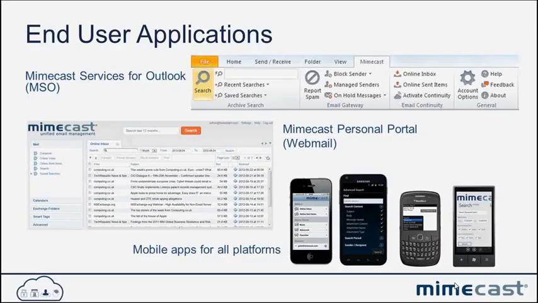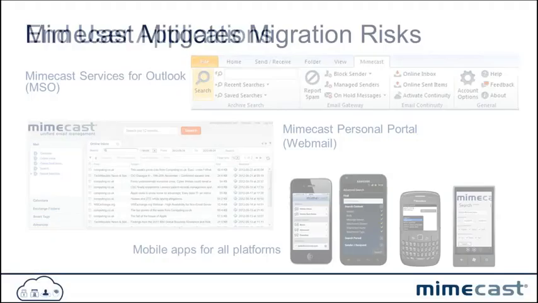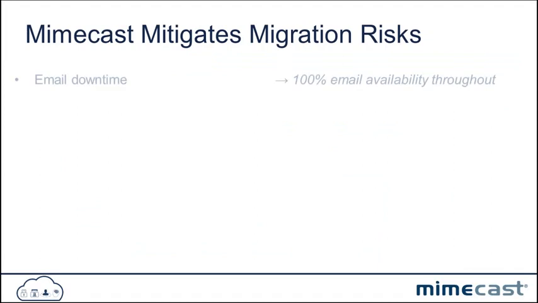So just revisiting those risks that we talked about at the very outset of the call, and hopefully now it will become clearer as to where Mimecast is going to assist with that. In terms of email downtime, through the Outlook plugin, the webmail interface, and the mobile apps, BlackBerry in the first instance but other platforms soon, we're able to provide 100% email availability throughout. So even if you're repurposing a server and something goes down, you've got the safety net that end users can use Outlook to continue sending and receiving messages.